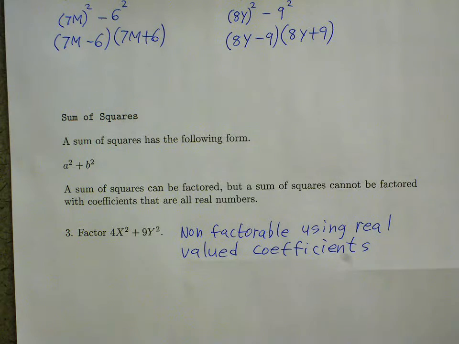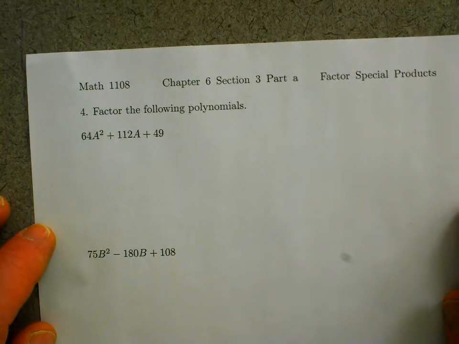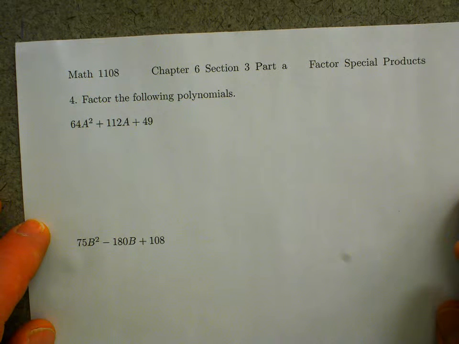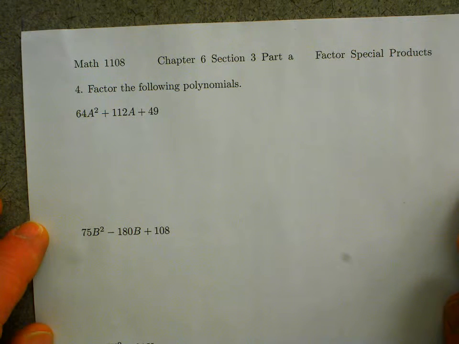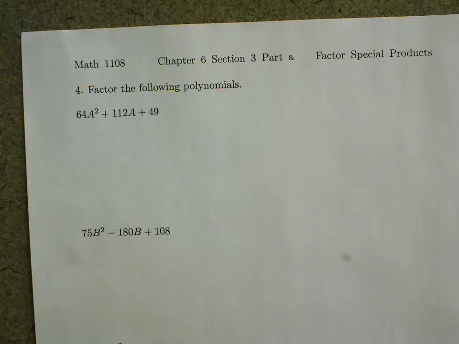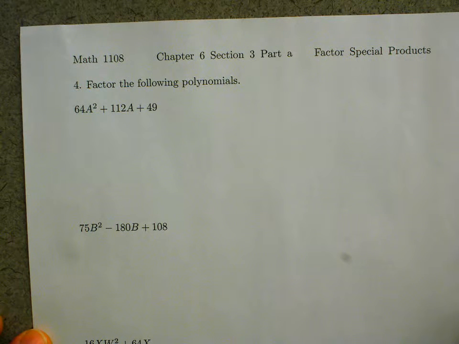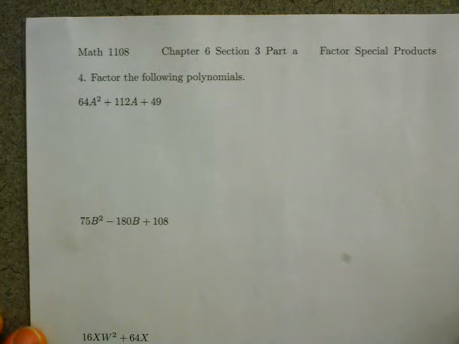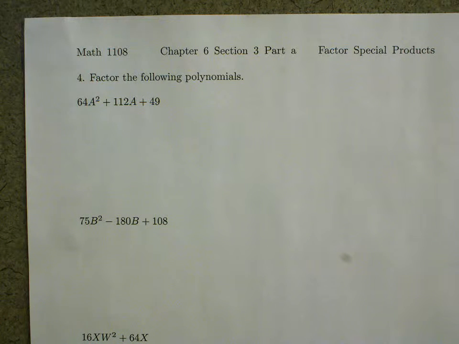Okay, we'll look at some examples of polynomials to factor. Factor the following polynomials: 64a to the second plus 112a plus 49. So the numbers look pretty big, since you're allowed to use those high-powered TI 30A calculators, though it shouldn't be too hard.